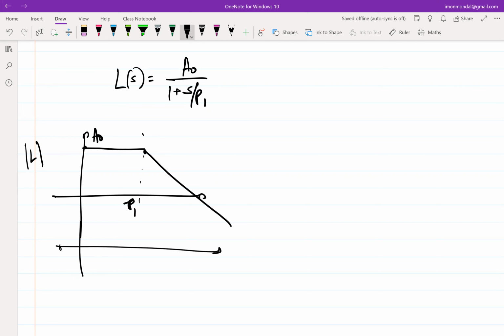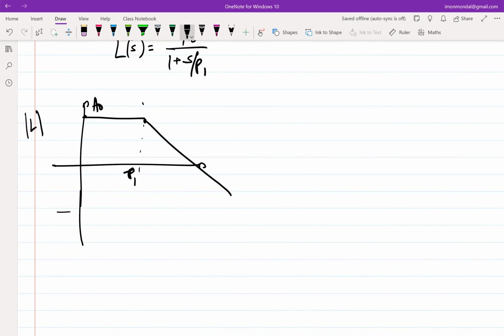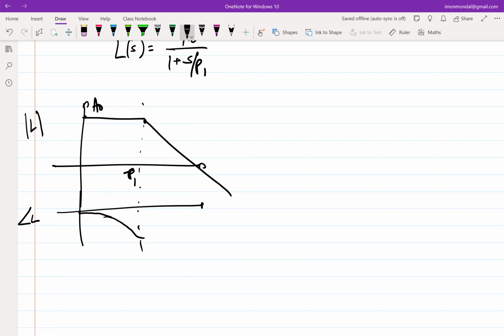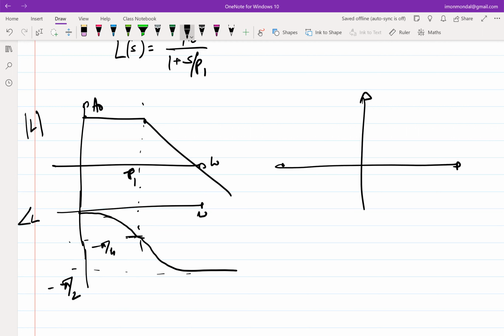Similarly, in the phase domain, you start off with 0, then you hit minus 45 degrees at P1, and then at omega equal to infinity, you settle at minus pi by 2. Okay, so the corresponding Nyquist plot will be this. This is the imaginary L, this is real L.